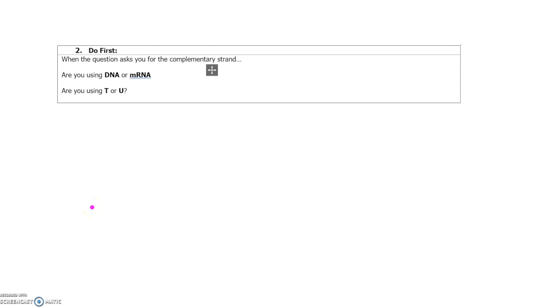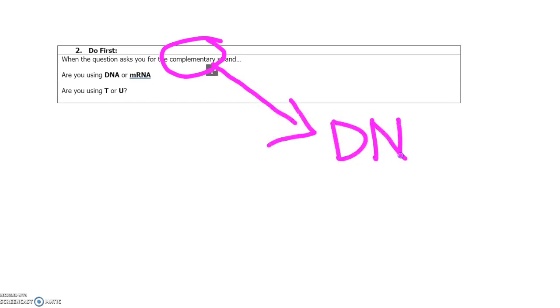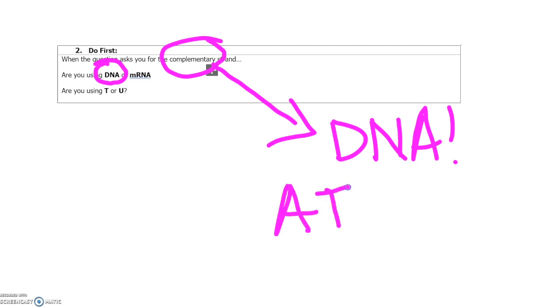When the question asks you for a complementary strand, are you using DNA, RNA, or are you using T or U? Anytime we talk about complementary, we are talking about DNA. Make sure you know that. We're never going to talk about RNA. So if we're talking about DNA or complementary strands, we are using DNA, and that means we are using the bases A, T, C, and G. So we're not using U, we're only using T.